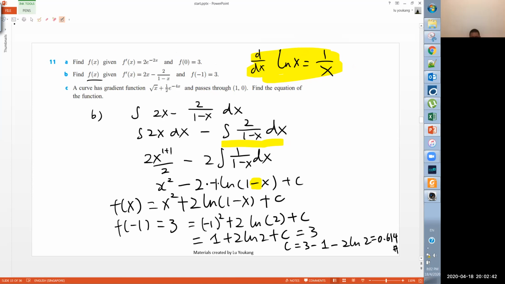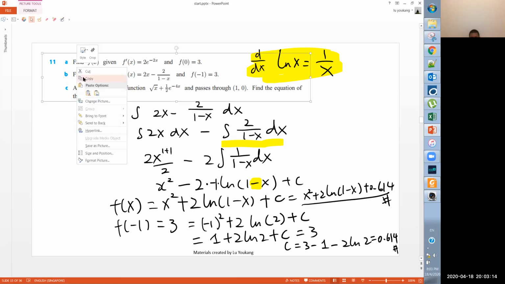So therefore I put back my c into it. So this is supposed to be this. Okay, so this is my graph function. So far so good. Okay, so let's move on to part C. So let me go to the next slide.